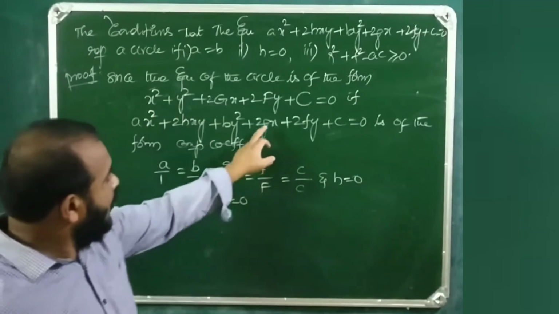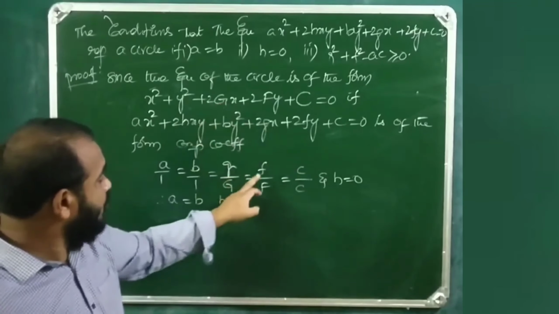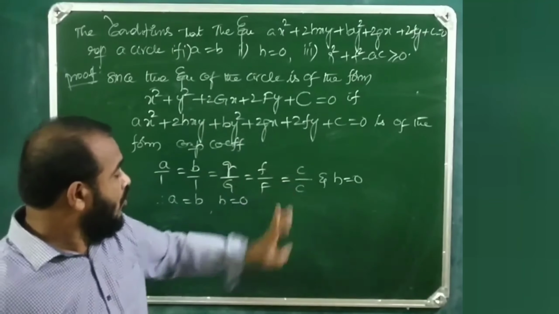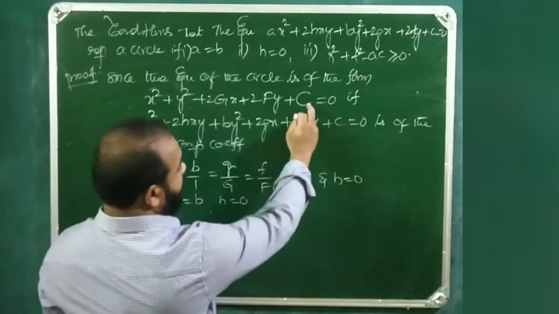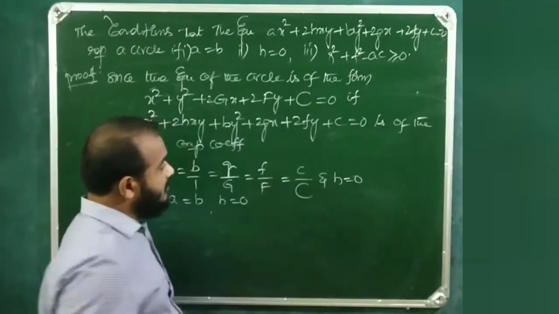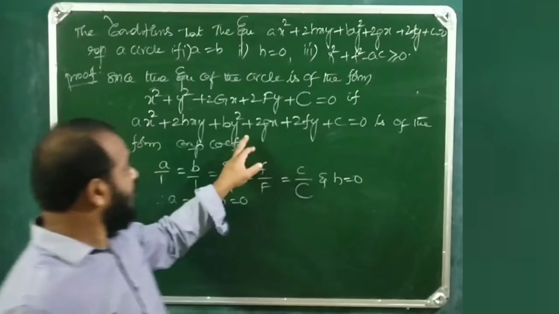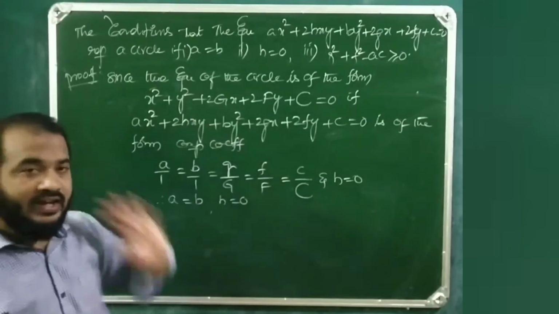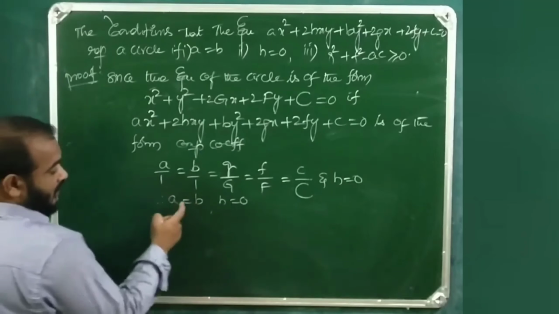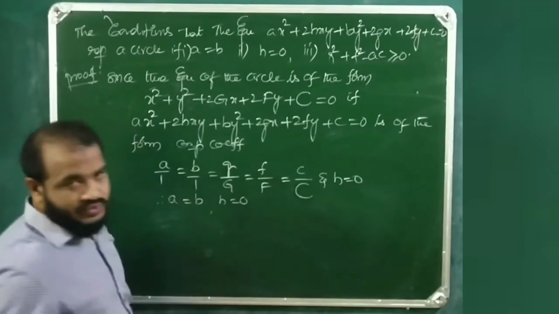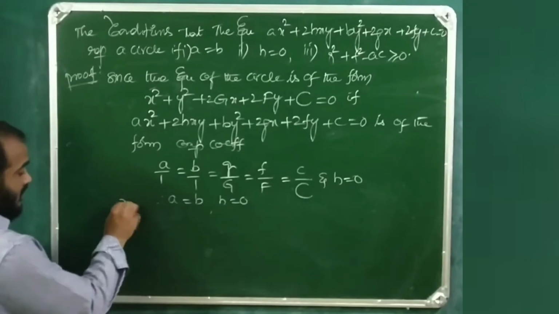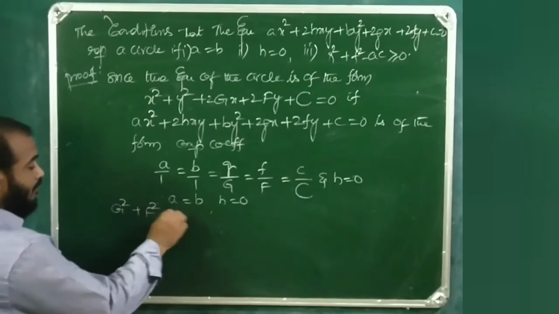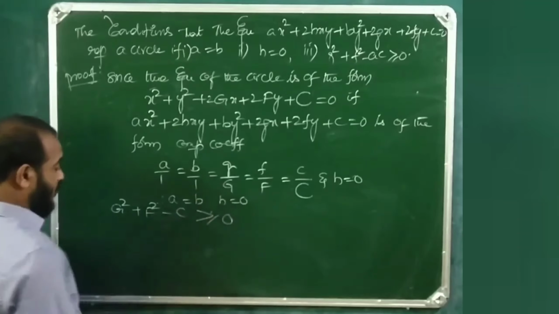So, small g by capital G, small f by capital F, small c by capital C, and h equals 0. Here the xy term is present, but here we don't have it. So from this, a equals b and h equals 0. Now, g square plus f square minus c is greater than or equal to 0.